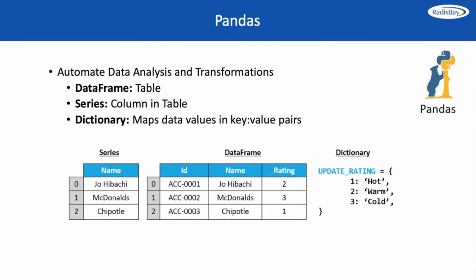Let's continue our discussion by taking a look at the tools and libraries I use for my data migrations. We will begin by reviewing Pandas. Pandas is a Python library that can be used for data analysis and data transformations. Python Pandas has 3 main data structures, which include data frames, which are similar to tables, series, which are similar to columns in a table, and dictionaries, which are key value pairs that aren't Pandas specific, but they're used to do things like update values and rename columns in a data frame.